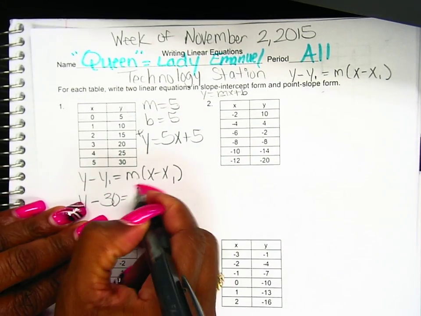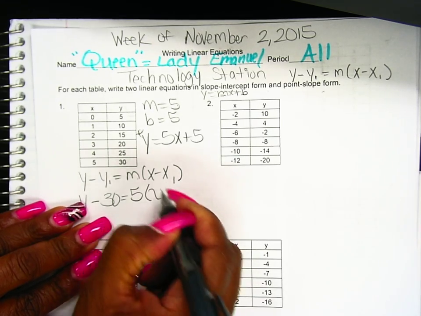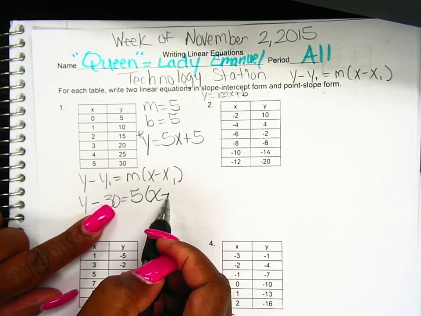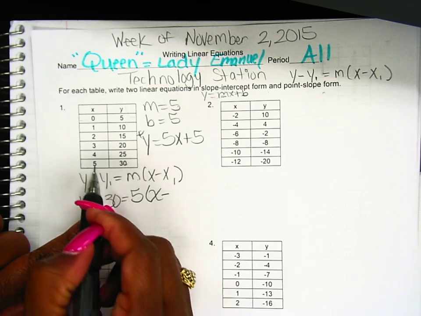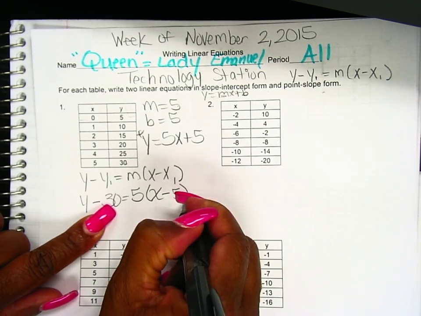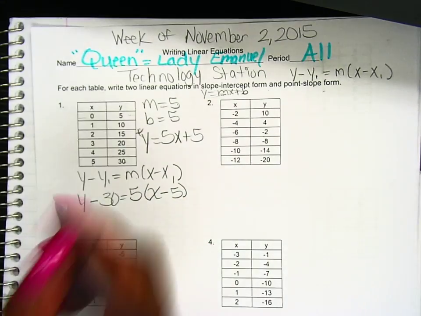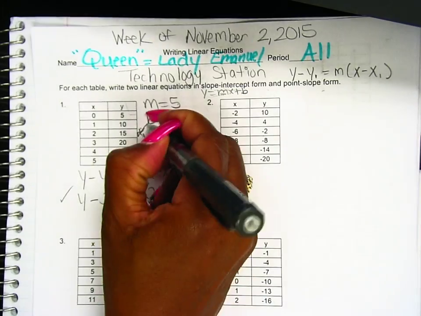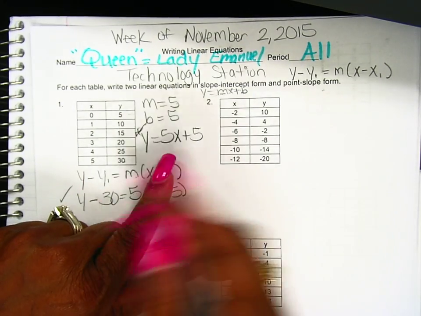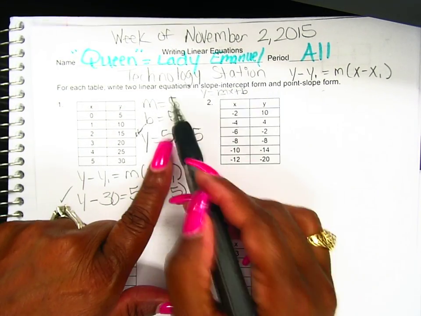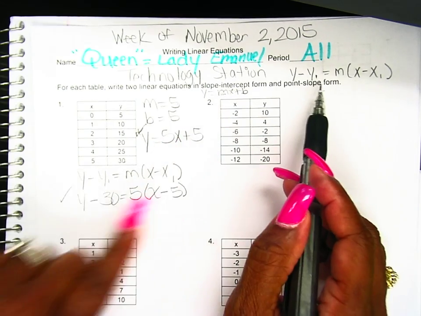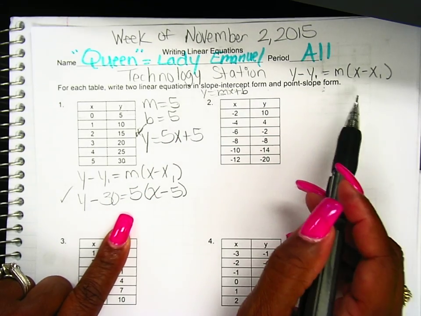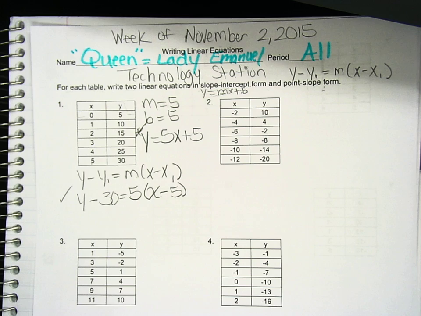So I'm just going to write 5 for m, open a parenthesis, x minus, what was the x value that goes with 30? The x value is 5, so I'm going to place that in there. And I'm done. So I put my check here because I had found this equation in slope-intercept form, and I also wrote it in point-slope form. I'm done with number 1.